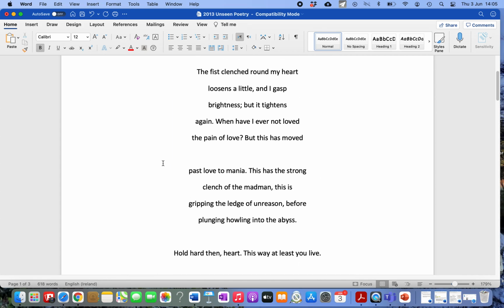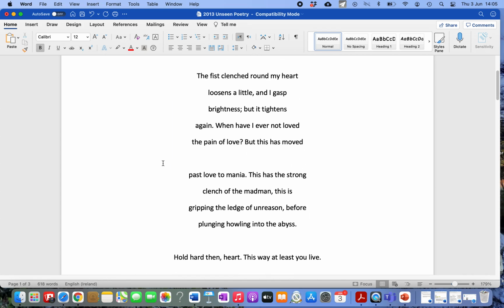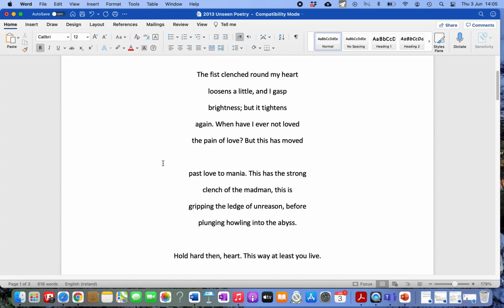So this was a lovely short poem. The poem is never long on the Leaving Cert, but sometimes they can be very short, and I think students find that difficult because they think there's not enough in it. But let me show you, there's loads here. "The fist clenched round my heart." Straight away, what a dramatic opening that is. What a fantastic use of imagery.